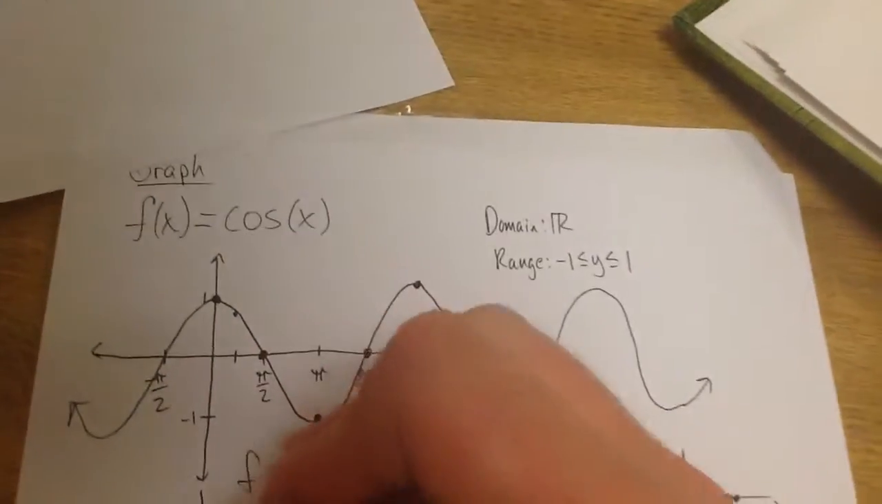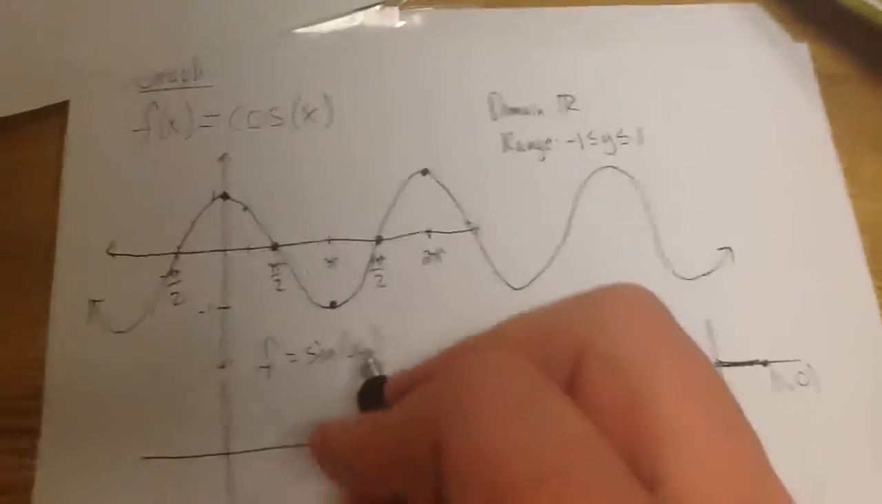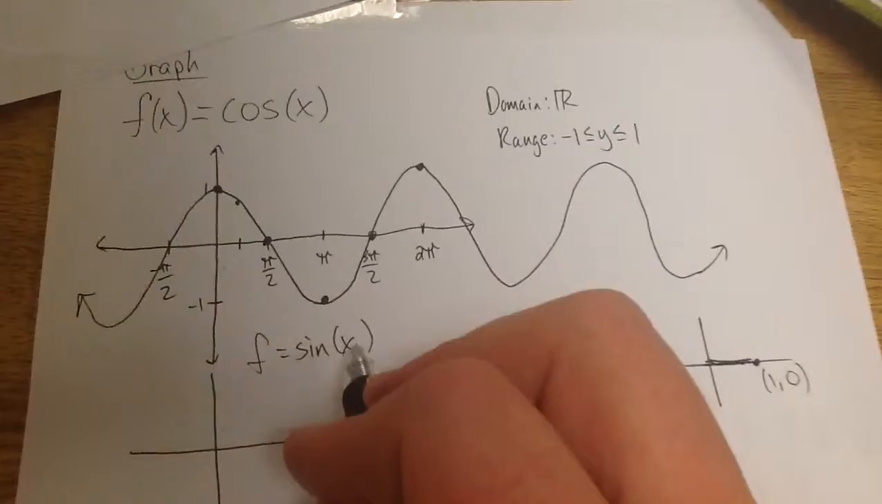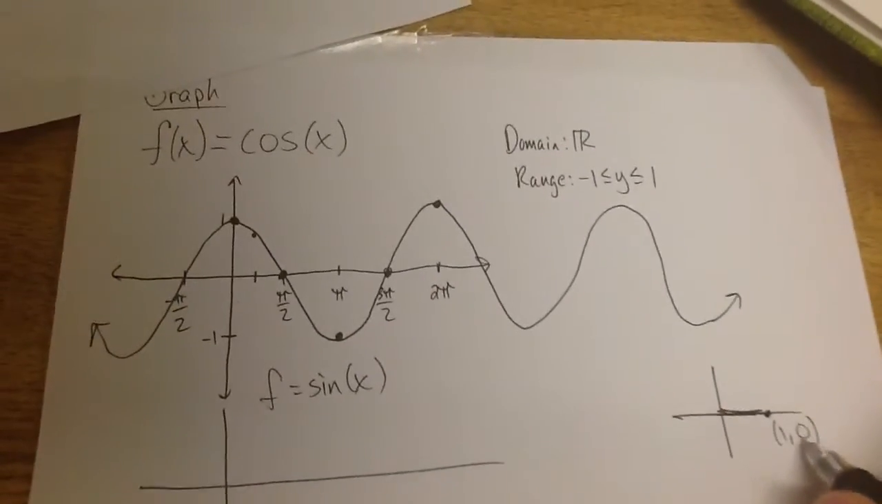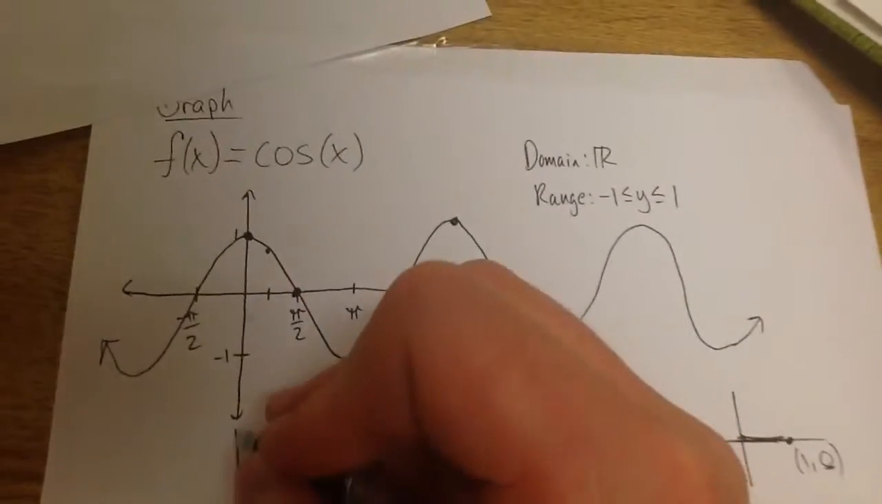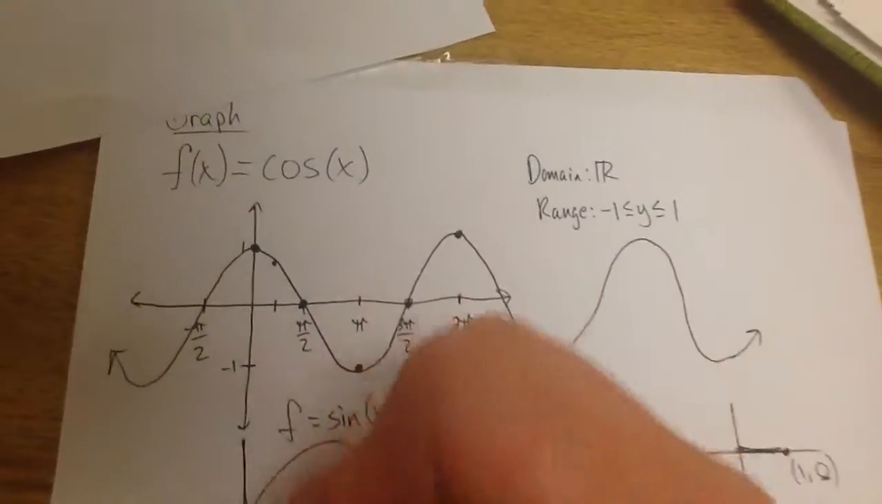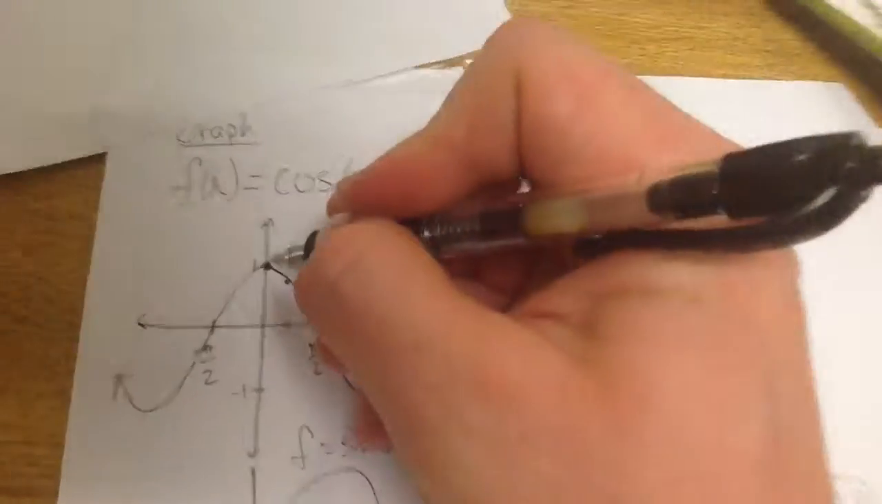So for the sine of x, the y-intercept, plug in 0 for x, the sine of 0, the y-coordinate is 0. So it's going to start right here. But it's also going to do this same wave thing. It just starts at 0 instead of up at 1. And that is shown right here.